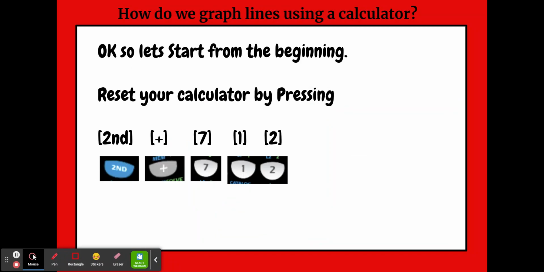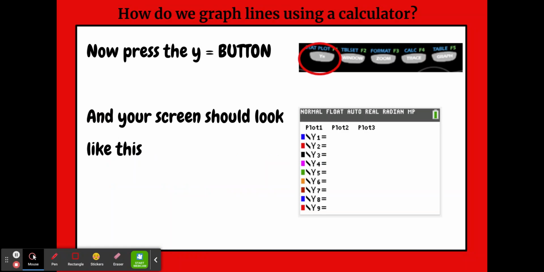So first, let's make sure that we start from the beginning and reset our calculators, where we press second plus 712, so we're all on the same page. Now what we're all going to do is press the Y equals button that is on the top left-hand corner of the graphing buttons on top. It's in gray. And your screen should look like this when you press it. Again, pause the video if you're not there.